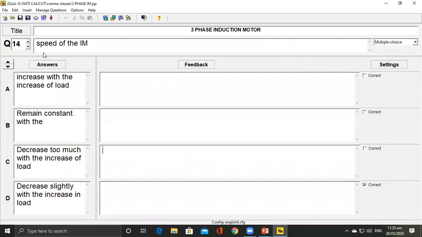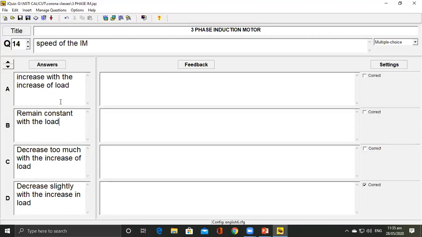So that is the next question. Speed of induction motor: increases with increase in load, remains constant with the load, remains constant in all conditions, decreases too much with increase of load, or decreases slightly with increasing load. Normally you can say the induction motor is not a constant speed motor. In practical conditions, the speed of the induction motor varies very slightly.